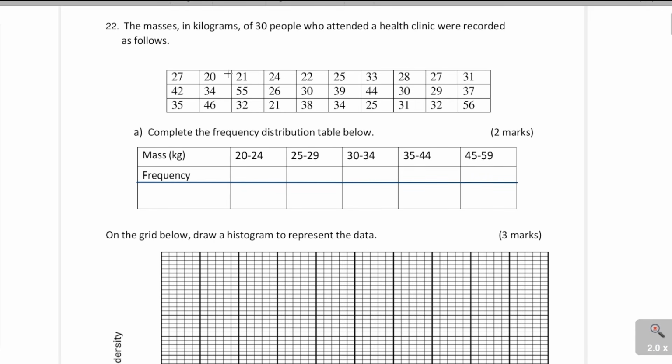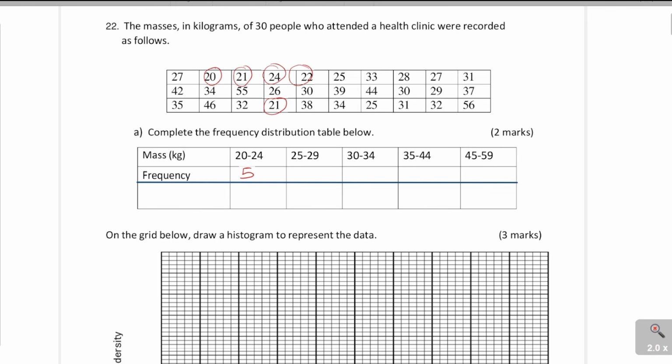So this is how we do it. 20 to 24, that is 1, 2, 3, 4, and then do you have another one? 5. Yeah, 5. So all the values between 20 to 24, you confirm, and for this one you need to be very keen. 1, 2, 3, 4, 5. So you write the frequency, that is the number of people who weigh between 20 to 24, they are 5. As simple as that. So that is what you do for the rest.